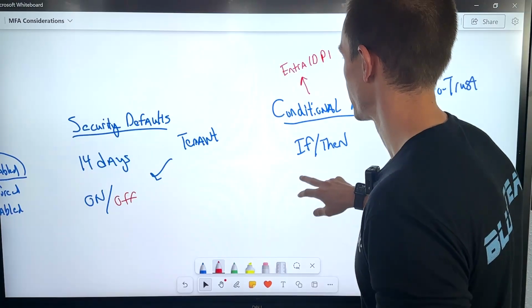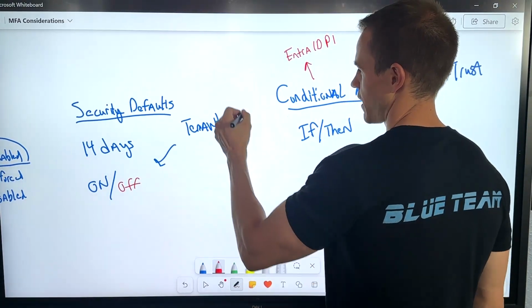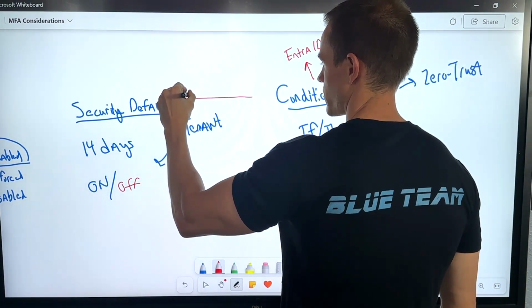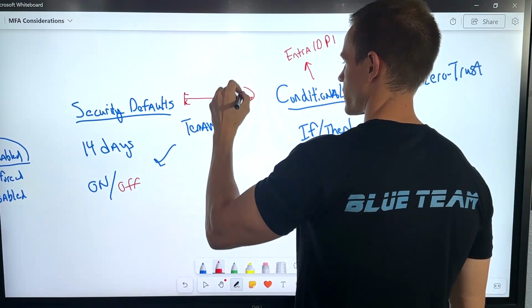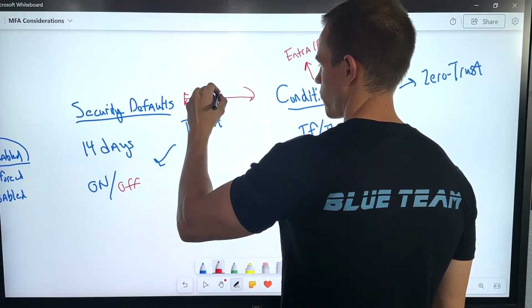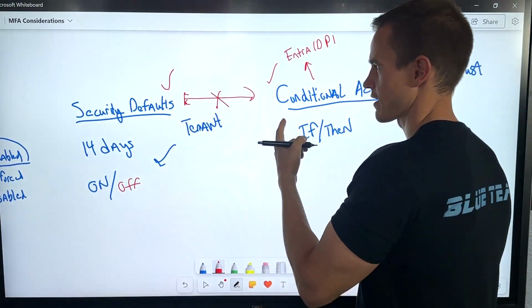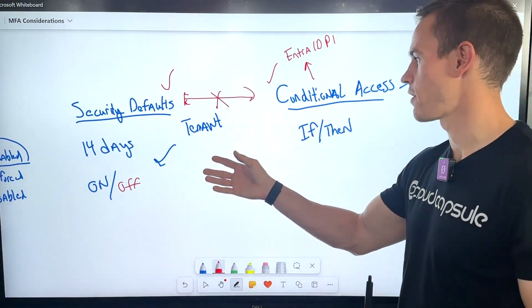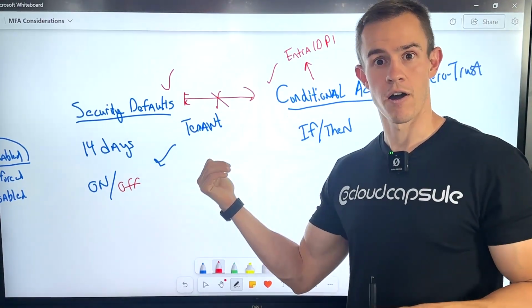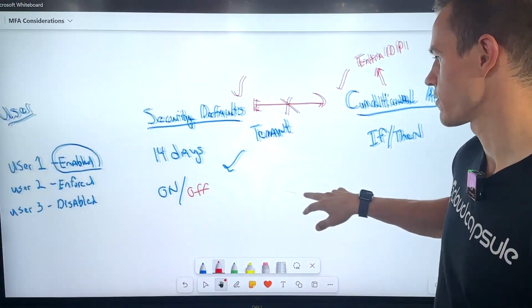So the other consideration that you have here is that when we talk about security defaults and conditional access, you can't have both on or both checked at the same time. Either one or the other has to be on. So if you have security defaults on, you have to turn that off in order to create conditional access policies.